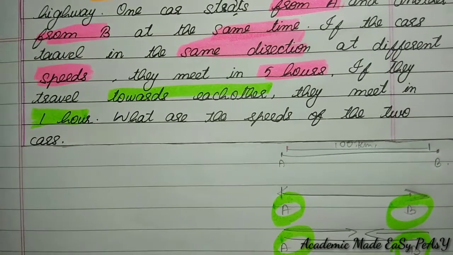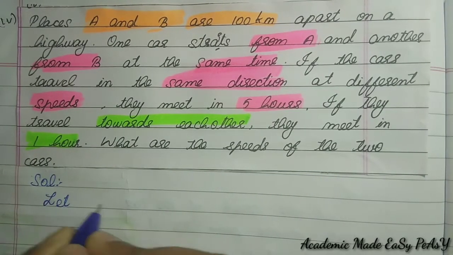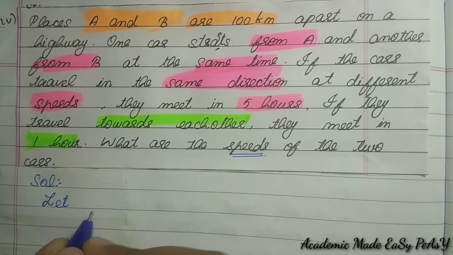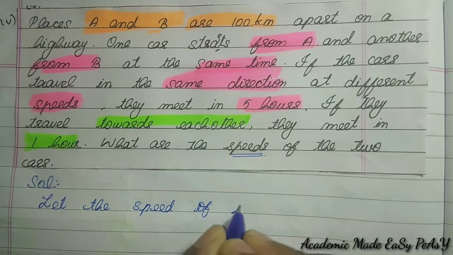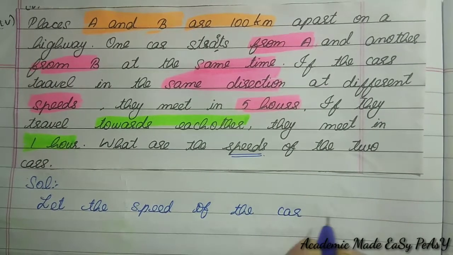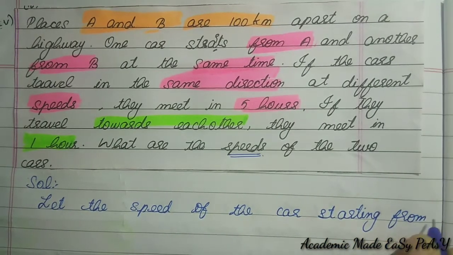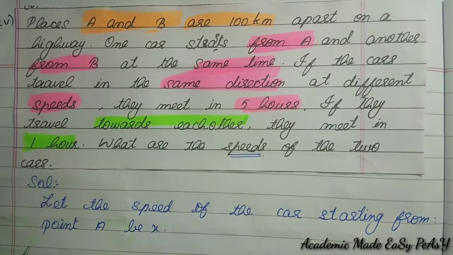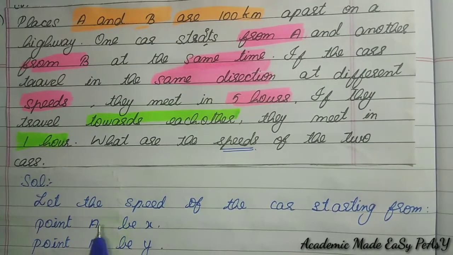So now let us move on to the solution. We have to find the speed of the two cars only. So let the speed of the car starting from point A be x and point B be y.